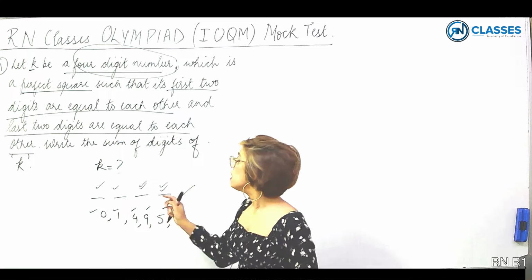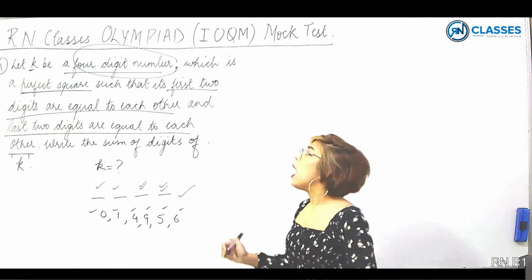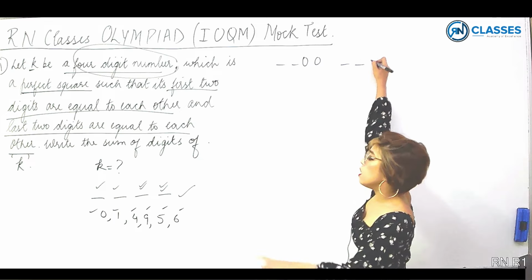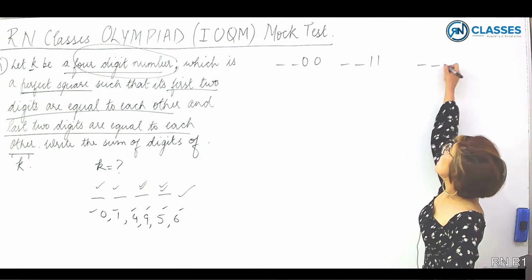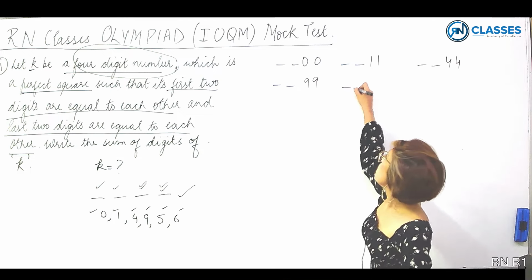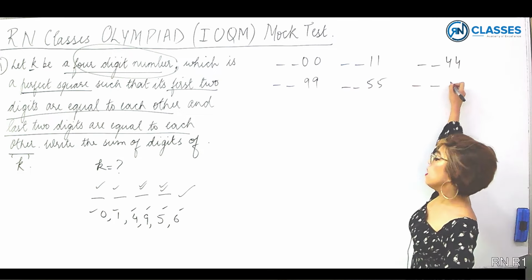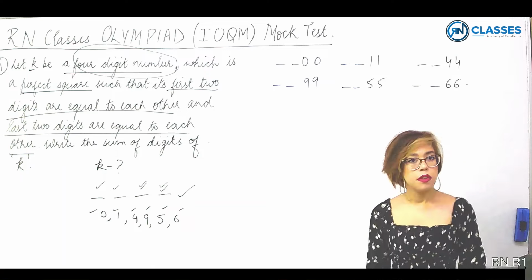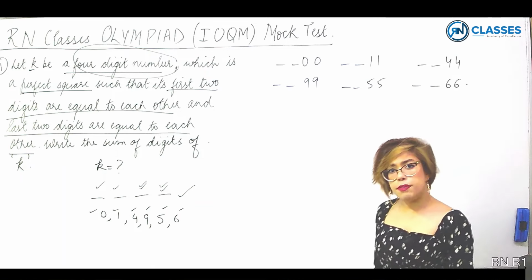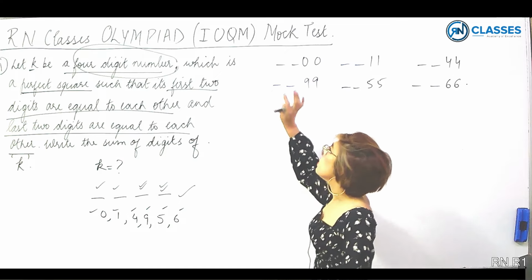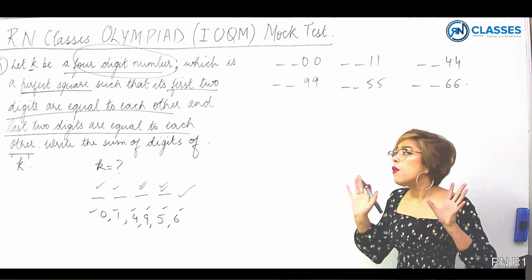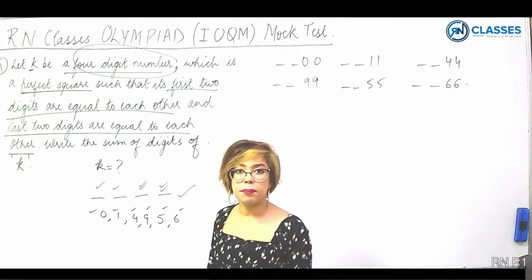Right? Now he says that the last 2 digits are the same. So either it is like 0, 0, or it is 1, 1, or it is 4, 4 here, or it is 9, 9, or it is 5, 5, or it is 6, 6. Right? Now I just need to figure out these numbers. But before we actually go on to the first 2 digits, let's just analyze what is happening to the last 2 digits. Now I know that the number is a perfect square.